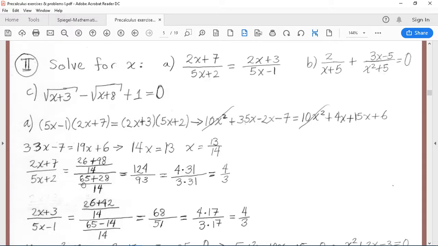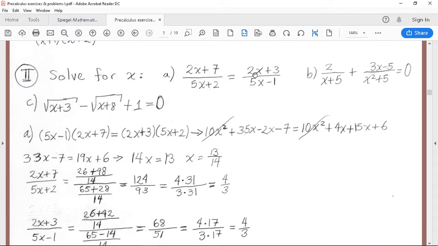So the 14s cancel out, and we are left with 26 plus 98 is 124, and 65 plus 28 is 93. So we have 124 over 93. 124 is 4 times 31, 93 is 3 times 31. The 31s cancel out, and we have 4 thirds.